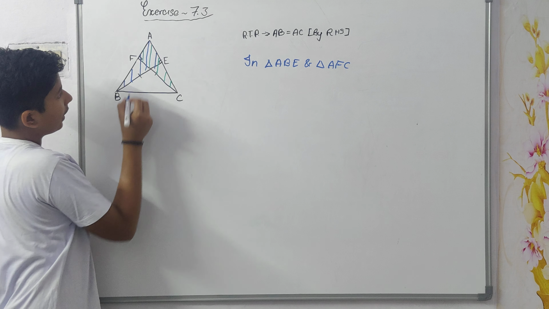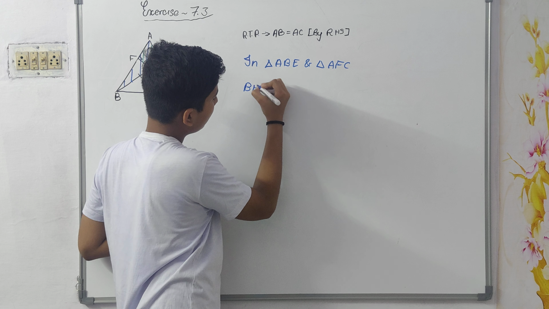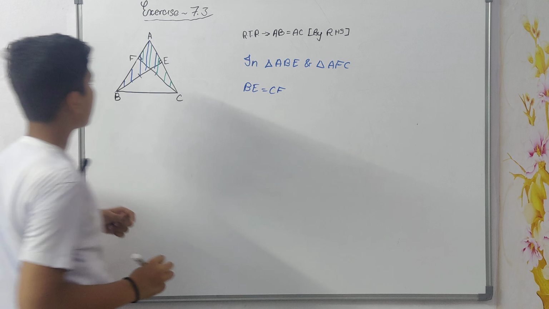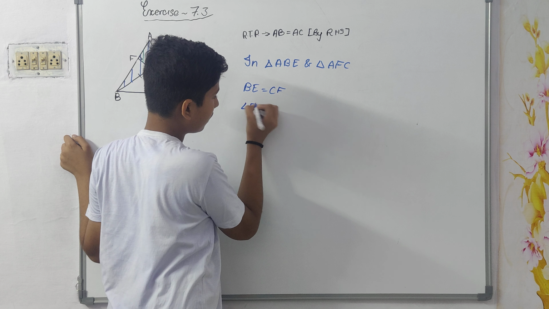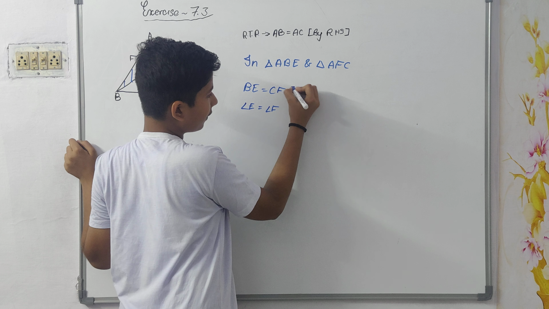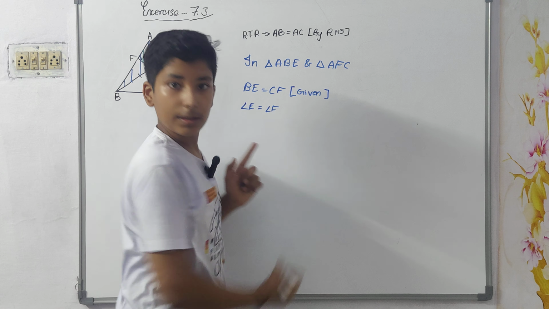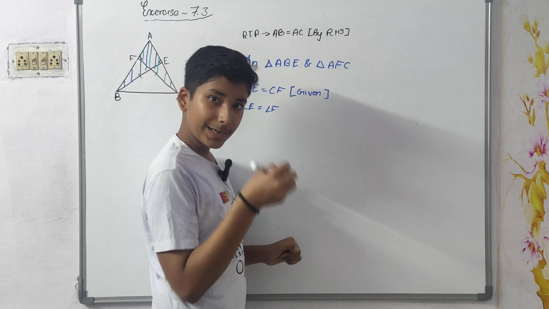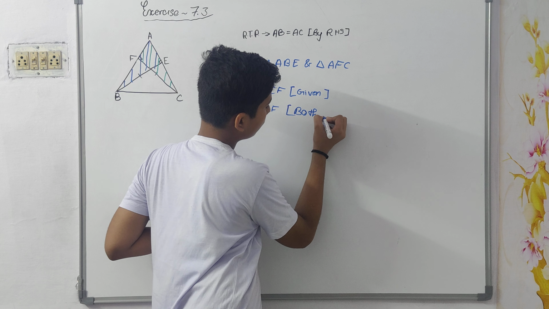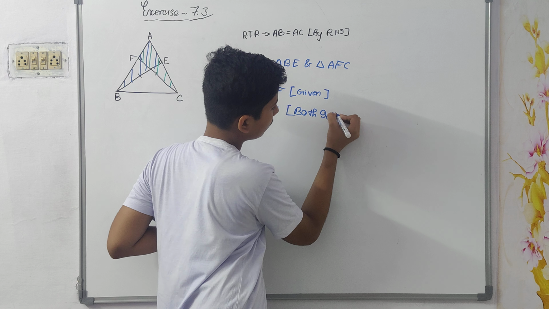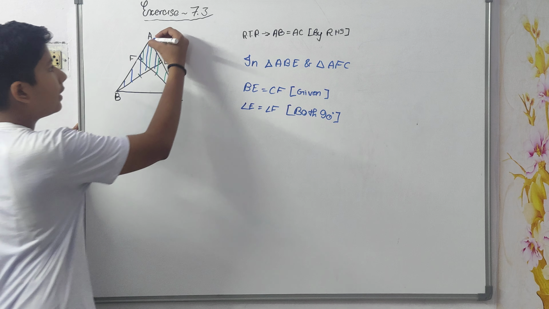So first of all, BE equals CF. Angle E equals angle F. So first of all we'll write given. So this is given to us. And here we'll write both are 90 degrees because it is also told. Yes, both are 90 degrees. And at last, what we have to see? This angle.